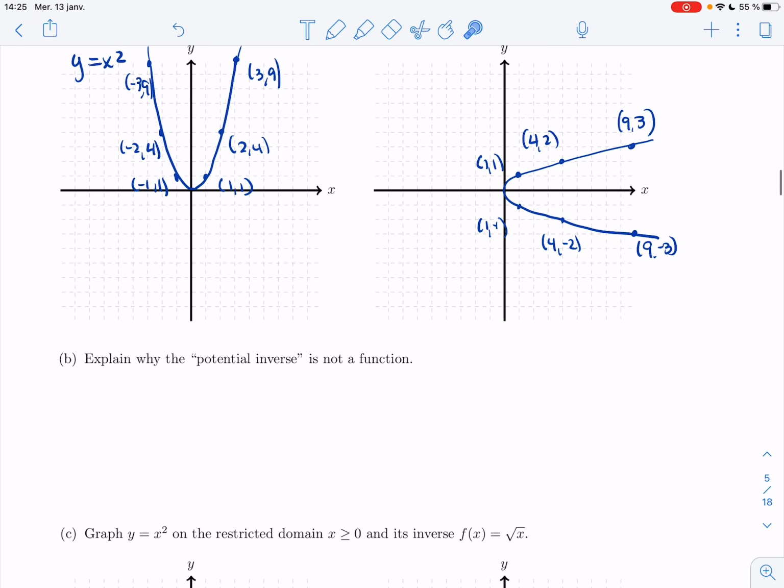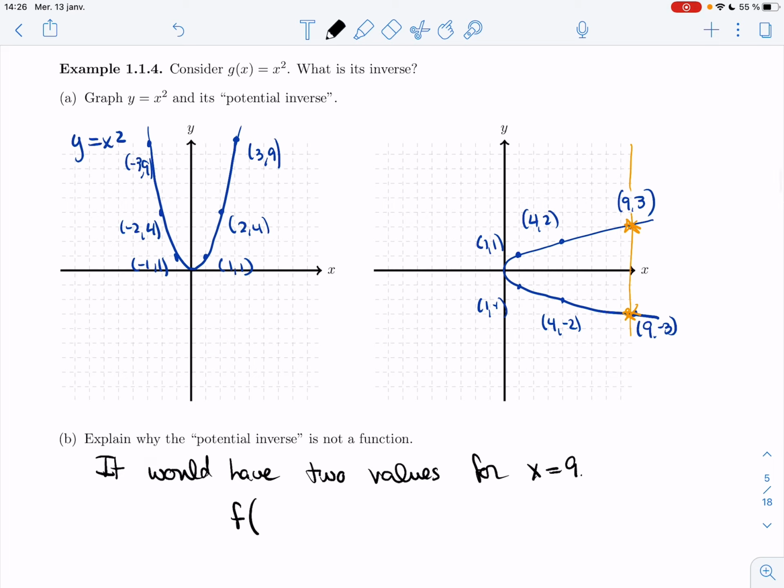The issue I have with this, and you'll see it in B, explain why the potential inverse is not a function. This is not a function. It's not a function because if I look at the value of that function at 9, for example, I would have two different options for it. So I would need f of 9 to be both 3 and f of 9 to be minus 3.